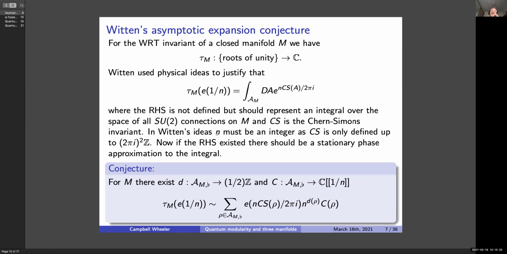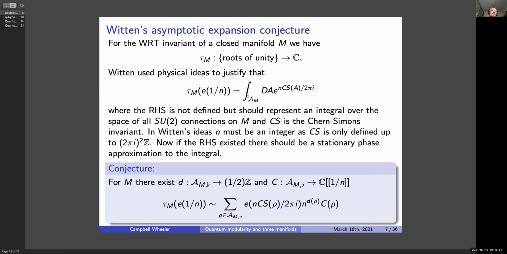An important thing to note, which I have written but didn't say, is that because of the ambiguity in the Chern-Simons functional, n has to be an integer for Witten. That's an important point. But anyway, the way that we construct them in the end, we don't need this, but for Witten's interpretation, that's important.